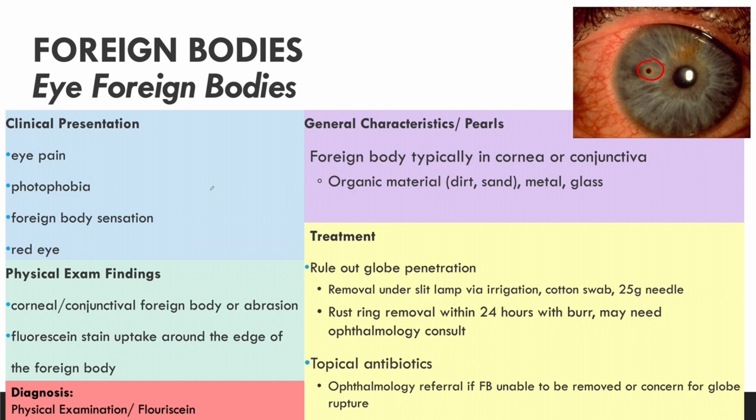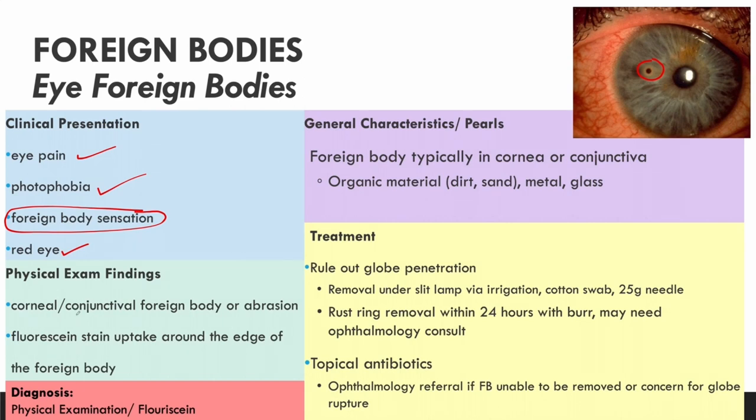The typical presentation for someone who has a foreign body is some sort of history. So, I was welding, or I was metal grinding, or I was mowing the lawn or at the beach. And then they present with pain. They can have some photophobia. And the main thing that I see is foreign body sensation, because they really do have a foreign body in their eye. Go figure. And a red eye.